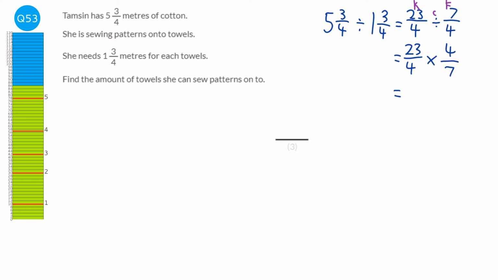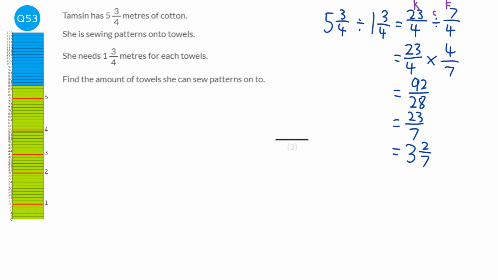Okay, whenever we multiply, we just multiply the tops, so 23 times 4, which is 92, and we multiply the bottoms, which will be 28. And now we need to convert this back into a mixed number. First of all, actually we can simplify this because we can divide top and bottom by 4. So that would be 23 over 7, and then make this a mixed number. 7 into 23 goes 3 whole ones, and then obviously 2 remainder, so it's 3 and 2/7.